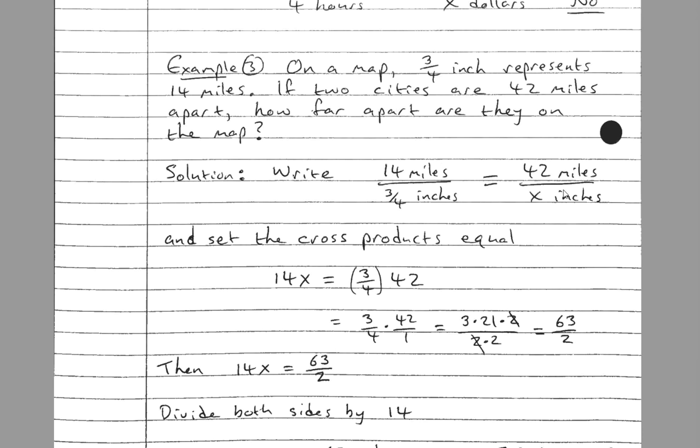Again, that's the hard part of this question, just setting those two rates equal. But it's not too hard. You could have done this with inches on top and miles on the bottom, but just make sure you do the same thing on both sides. So if you have 3/4 of an inch over 14 miles, then it would have to be x inches over 42 miles on this side. That'll work too, as long as they match.